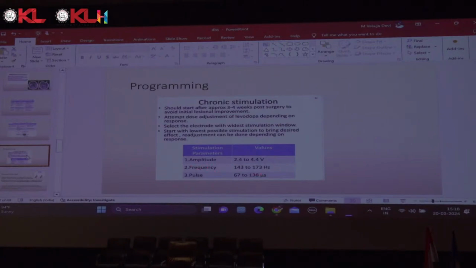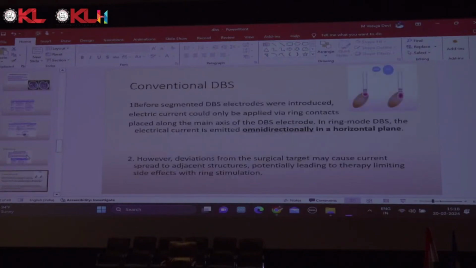High frequency inhibits the neurons. For pulse width, if the patient has a gait problem, we have to reduce the pulse width. Otherwise, we keep it high, above 90. So what is conventional DBS? In conventional DBS, when we put a lead and stimulate, it spreads in all directions, circular or semicircular, so it may stimulate the surrounding structures also.